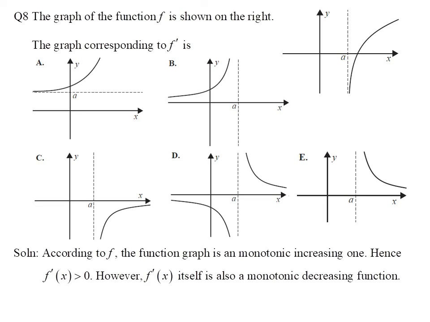Taking a close look at the graph of f of x, it is a monotonic increasing function, which means its derivative f prime of x is greater than 0. But at the same time, we have observed its rate of change itself is a monotonic decreasing function. So we select E for question 8.